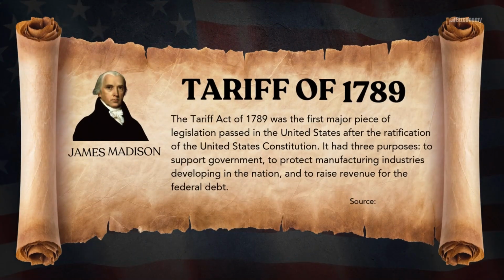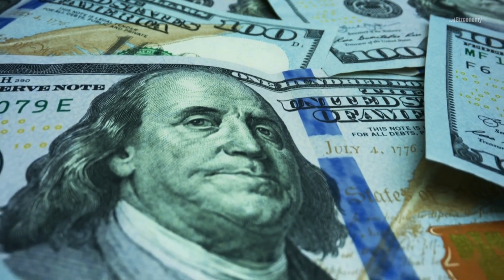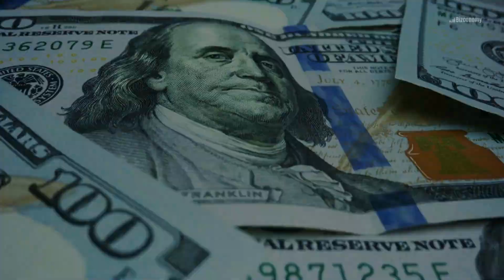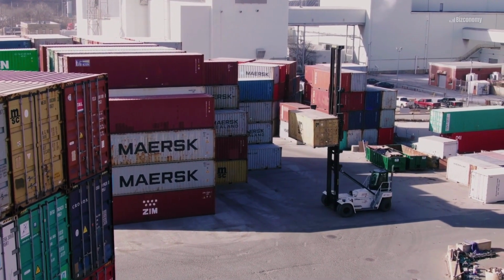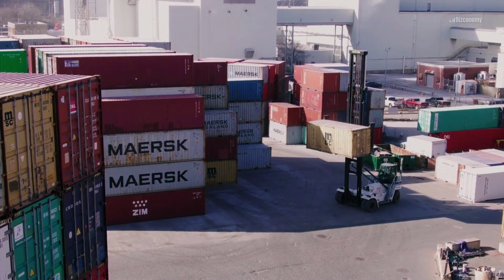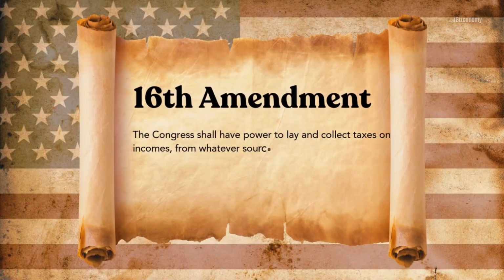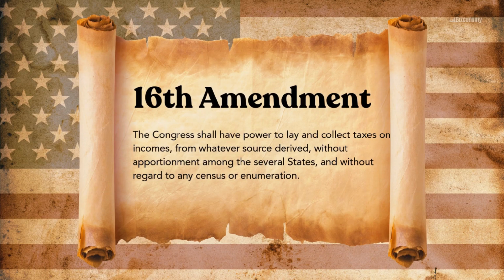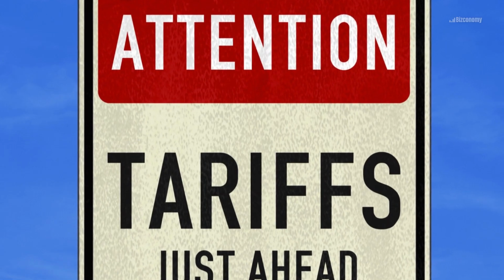The Tariff of 1789, one of the first laws passed by the US Congress, was created to generate revenue and support the federal government. Eventually, tariffs became a key part of US economic policy, helping to fund infrastructure, military expenses, and other government needs. However, with the introduction of income taxes through the 16th Amendment in 1913, tariffs gradually lost their role as the main source of federal revenue.